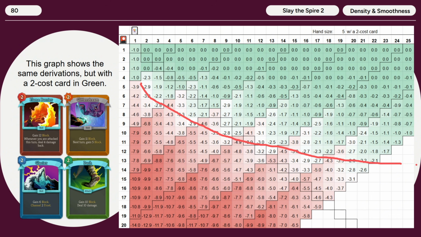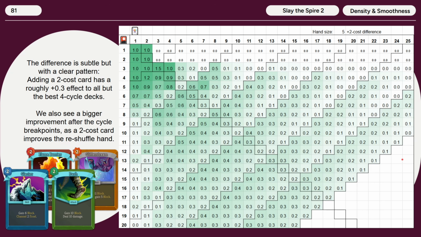These numbers are all improvements on a deck with exactly the same number of good and bad cards, but all the good cards are 1 cost instead of one of them being a 2 cost. We get similar diminishing returns from good cards, but we get a much better start. We start off with a better deck. And the difference is subtle, but it is kind of clear. So this is a graph that's showing the difference, adding a 2-cost card compared to a 1-cost card. Roughly speaking, it's a plus 0.3 effect for all but the best 4-cycle decks.